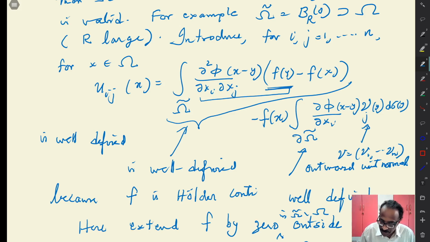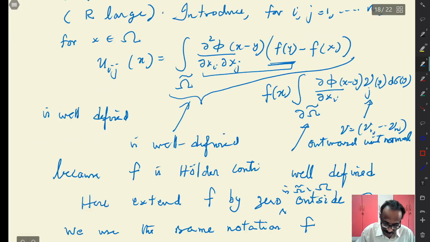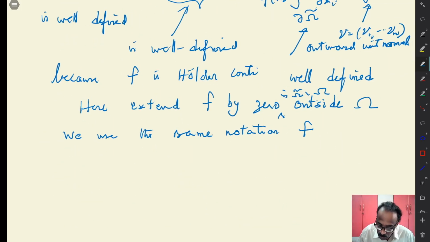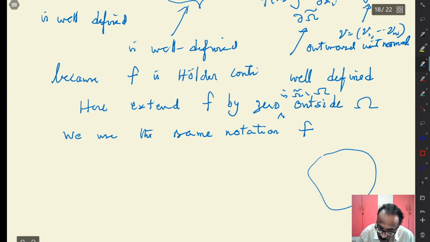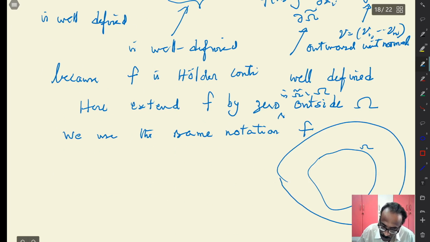So these are all the kind of finer analysis, which needs an extended domain to do. So that's it. So you have an omega here, and then you can have omega tilde. It can be a ball, a big ball. So you define omega tilde, f equal to 0 here. F is given here. Okay, so you do that one.